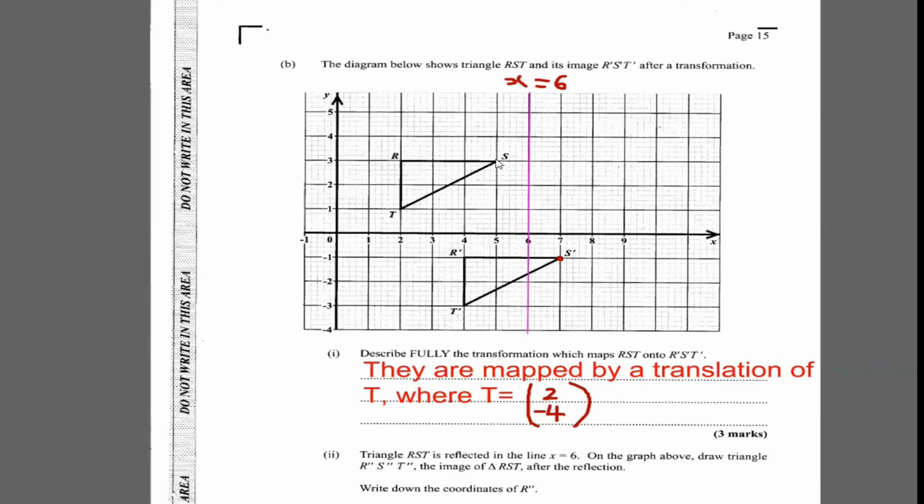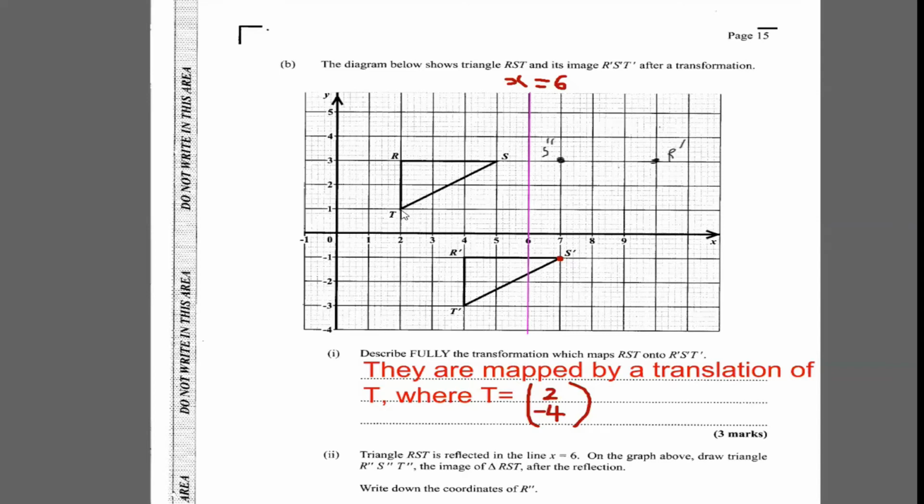Now, reflecting it in the line x equals 6, S is going to be 1 unit away from the mirror line. So 1 unit. So this is S double prime. R is going to be 1, 2, 3, 4 away from the mirror line. So 1, 2, 3, 4. This is going to be R double prime.